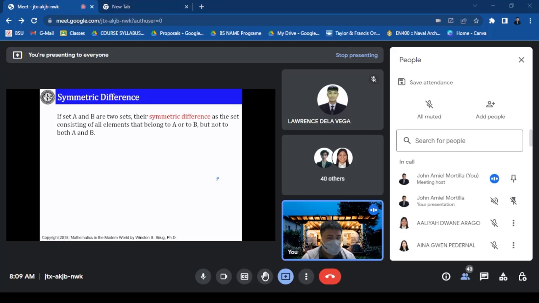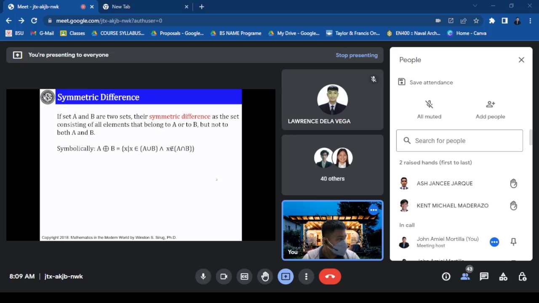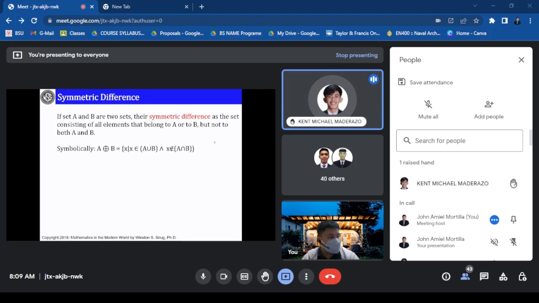Okay, so, we have symmetric difference. Please read. Kay Kent. If set A and B are two sets, the symmetric difference is the set consisting of all elements that belong to A or to B, but not to both A and B. Okay, so we have symmetric difference.